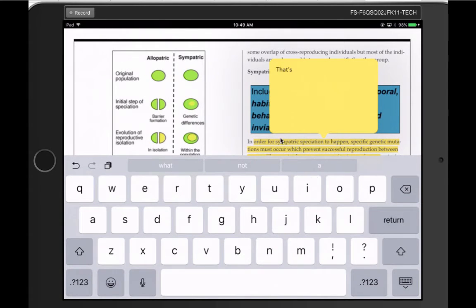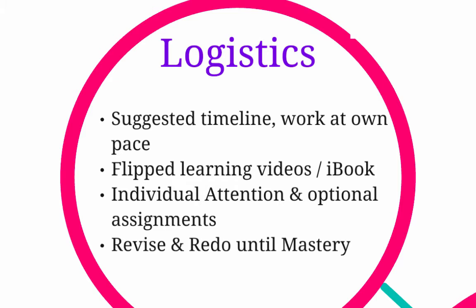Now, because of this technique, I'm able to give individualized attention during the class. And there are also optional assignments. So there are students who may need more practice. Now, they all have to do part of the assignment, but then I'm flexible about how much of the assignment they do. My underlying assumption actually is that all students can learn. I make students redo and revise their work until it's satisfactory.